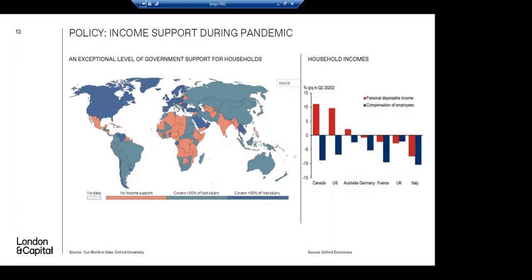And that's because of that government intervention. Indeed, in North America, Canada and the US, you can see that in the effort to make sure that money quickly got into the hands of households to prop up aggregate demand, personal disposable incomes actually went up during the period. And this is all to do with this unprecedented level of fiscal support that has taken place.